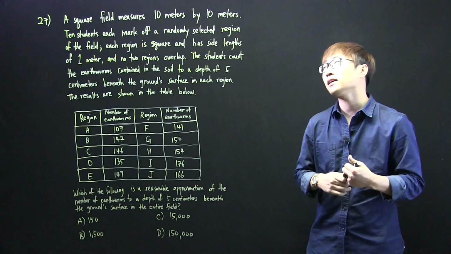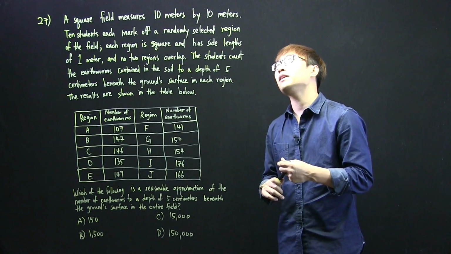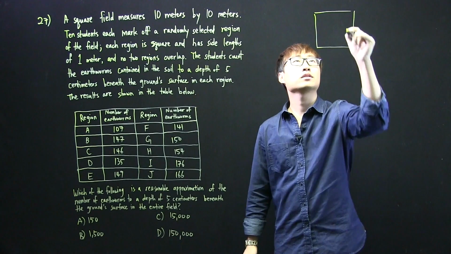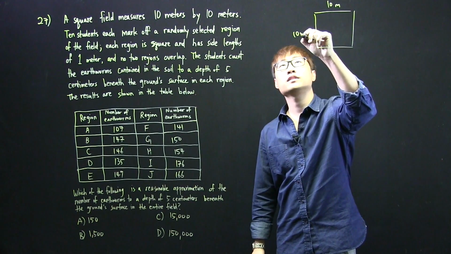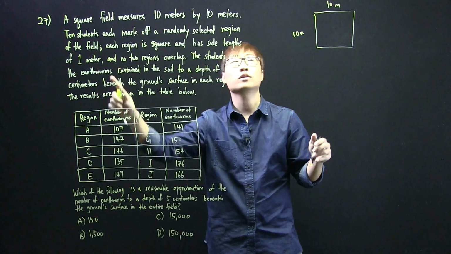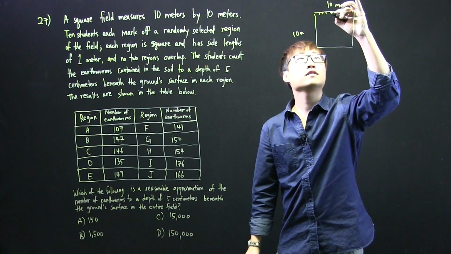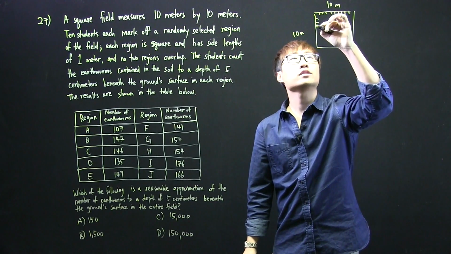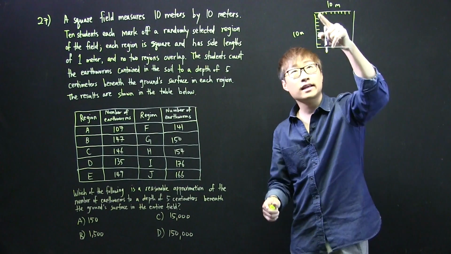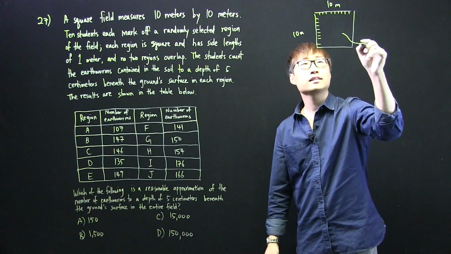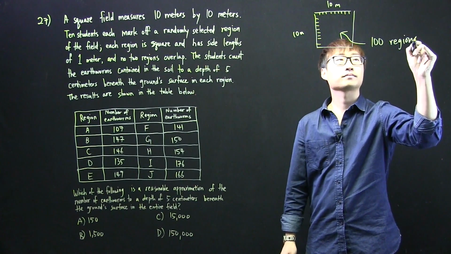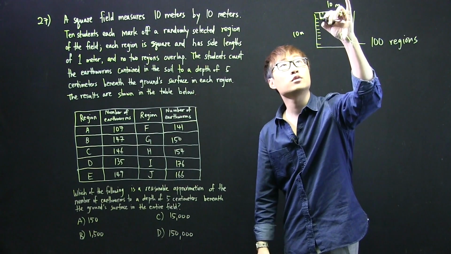Right? So let's take a look at this. Is it 10 meters by 10 meters for the entire field? Let me go ahead and draw that. So it's 10 meters by 10 meters for the entire field. And each region is square and has side lengths of 1 meter, so the field is divided into different regions like this, right? So there must be 10 one-meter lengths and 10 one-meter lengths here. So in this entire field, we've got 100 regions that we're looking at.